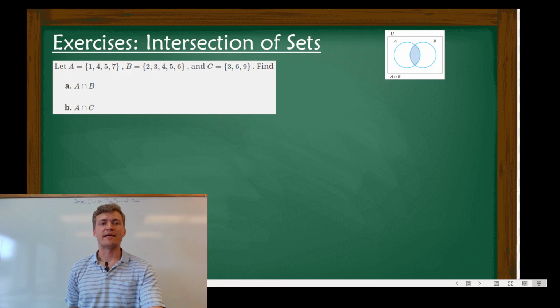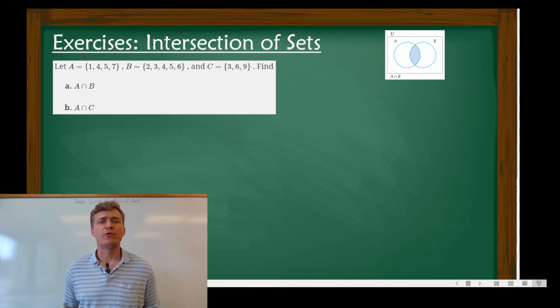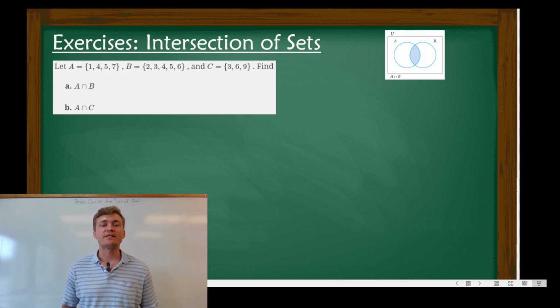We'd like to look at some examples here. Let A be defined as the set 1, 4, 5, 7. Let B be defined as the set 2, 3, 4, 5, and 6. Let C be defined as 3, 6, 9. Find the following intersections: A intersect B, A intersect C. For A intersect B, we're going to find the elements that are both in A and B. To find A intersect C, we will find the elements that are in both A and C.